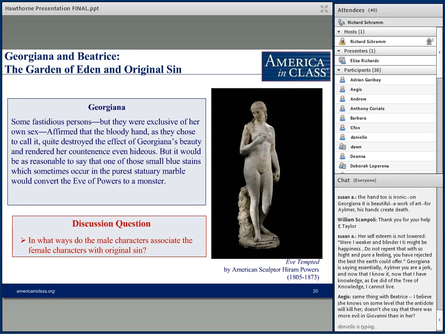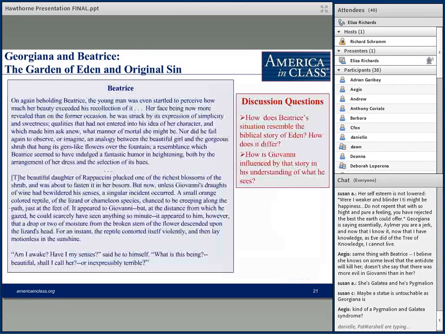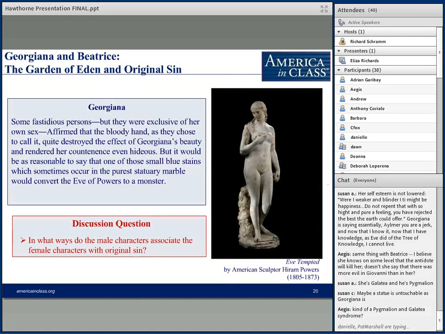Why would he compare Georgiana to the marble Eve? Just off the top of my head, a creation by a male, an image of perfection, that statue, smooth, white, cool marble. The man's image of female perfection, which is a virgin. Right, back to the virgin zone, right? She's Galatea, and he's Pygmalion. Maybe the statue is untouchable, as Georgiana is, kind of a Pygmalion and Galatea syndrome. We've had the Pygmalion image, that's twice. A great comparison, yeah. And we're going to move to that right away because Pygmalion is mentioned in the other story. I don't think we're quite going to that here, but we will in a minute.